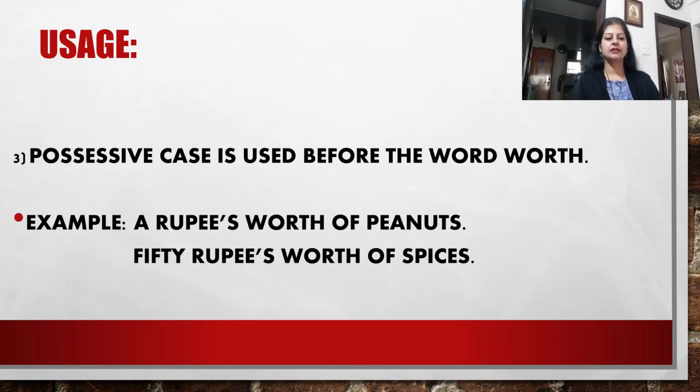Next usage is, possessive case is used before the word worth. Worth means an amount of something that has a specified value. For example, a rupee's worth of peanuts, a 50 rupees' worth of spices. So here I have used the word worth. So before worth we will show apostrophe s to show the possession.